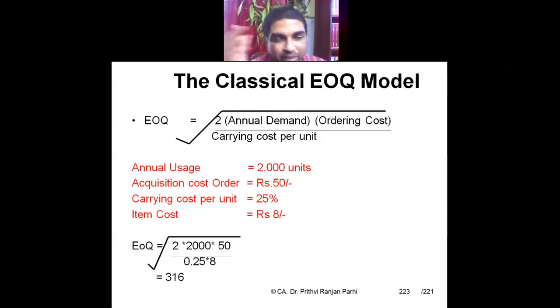Committing mistake here is fine, but sir, 25% of 8 rupees is coming 2 rupees. So 2 into 2000 into 50 divided by 2 is coming on that. Please check it. I am not getting calculator right now. Yeah, do it. Are you getting the answer?